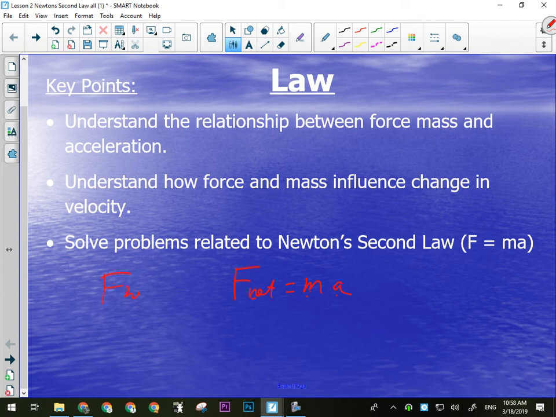If I manipulate this to solve for A, it says that my mass has an inverse relationship with acceleration. The bigger M is, the smaller A will be. Right?